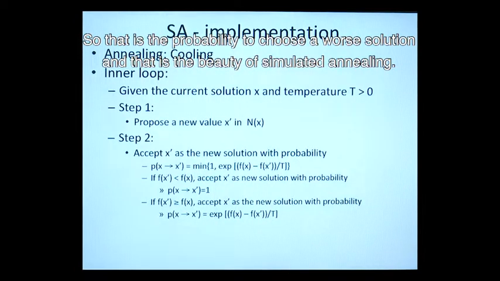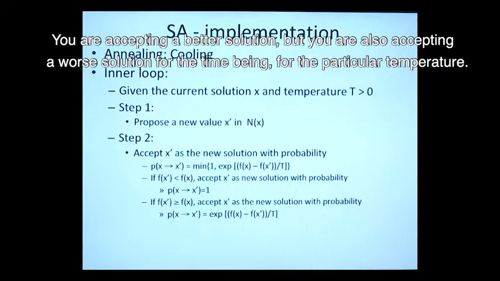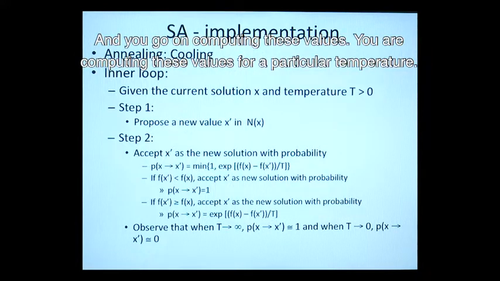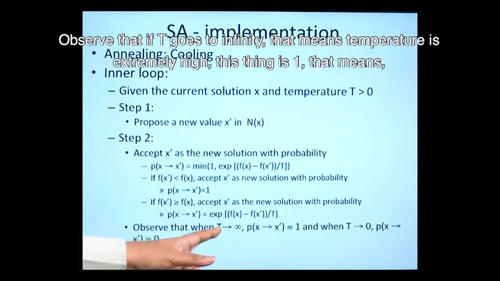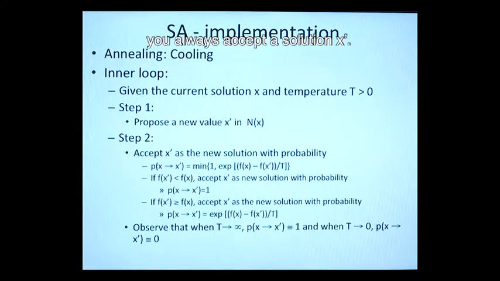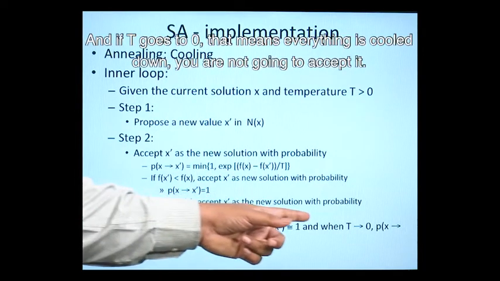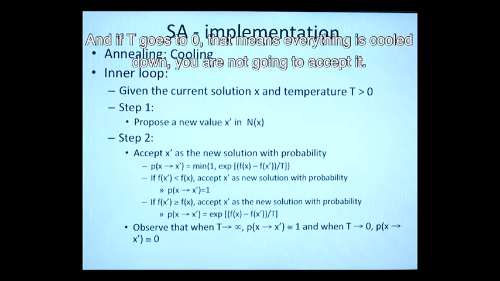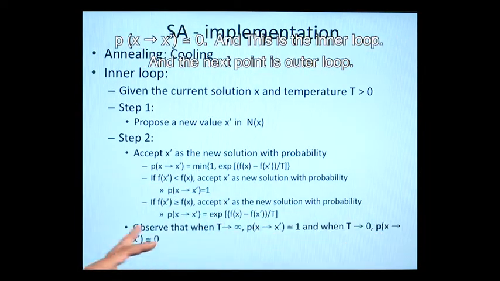So, that is the beauty of simulated annealing. You are accepting a better solution, but you are also accepting a worse solution for the time being. So, for a particular temperature, you go on computing these values. Observe that if T goes to infinity, that means temperature is extremely high, this thing is 1, that means you always accept a solution, and if T goes to 0, that means everything is cooled down, you are not going to accept it. P x to x dash is exactly equal to 0.